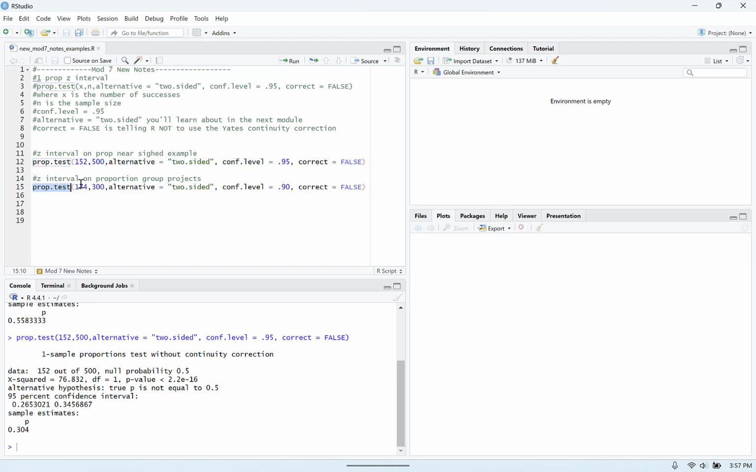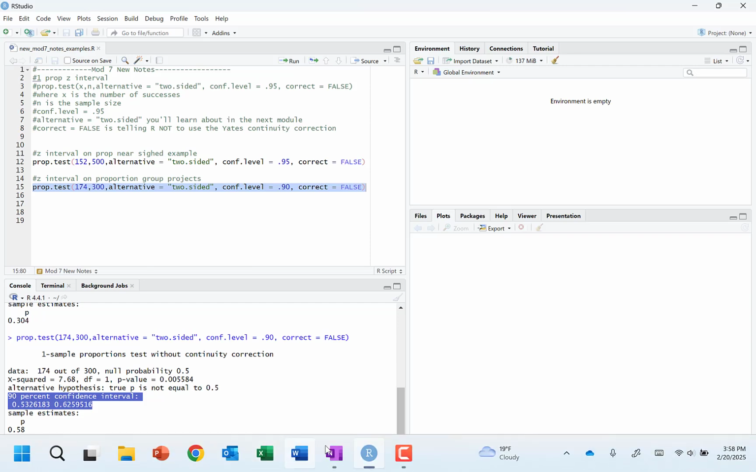We're doing prop.test of x, which is 174, n, which is 300. Alternative equals two-sided in quotes. My confidence level, conf.level, is 90, so 0.90, and correct equals false because we are not using Yates in this class. So we run it and we get our output down here. The 90% confidence interval is 0.5326 to 0.62595, and I'm going to write those down.